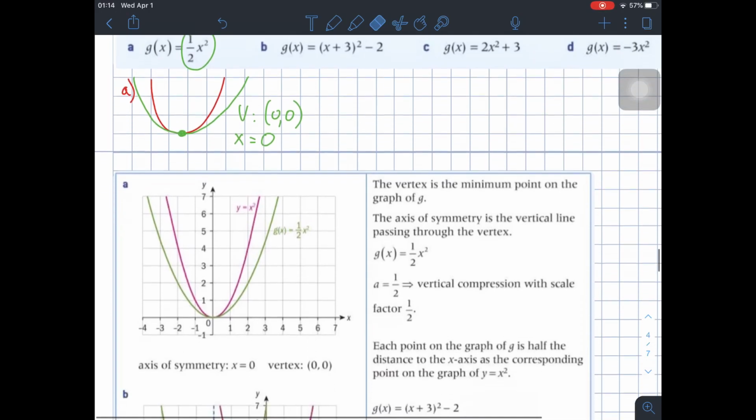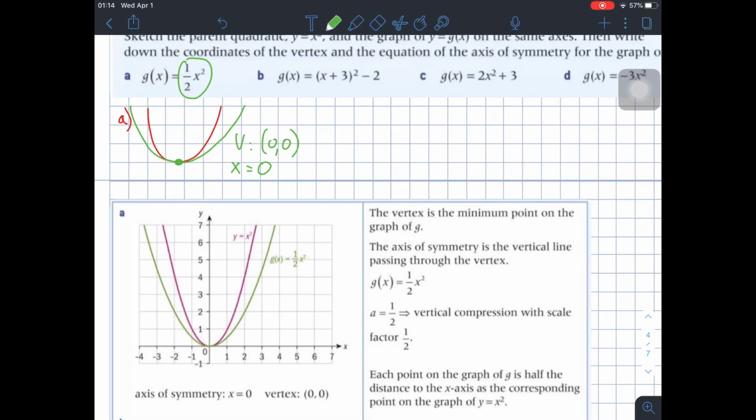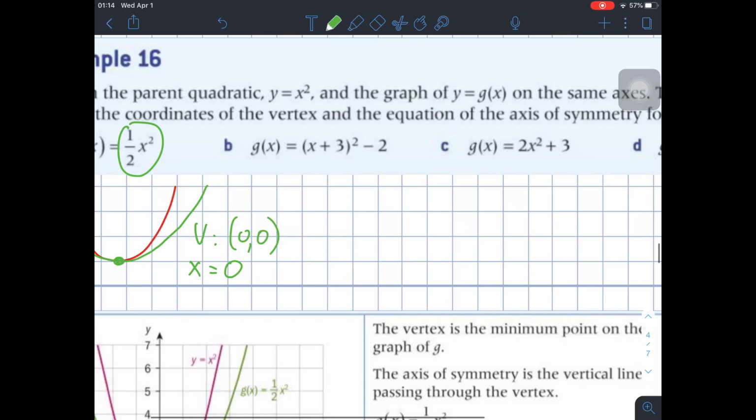Then, here it says each point on the graph of g is half the distance to the x-axis as the corresponding point on the graph y equals x squared. Okay. Part B. We have this equation, g of x equals (x plus 3) squared minus 2. So what types of transformations with respect to the parent function do you think are happening here in part B?